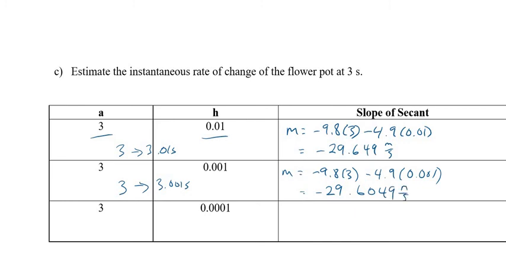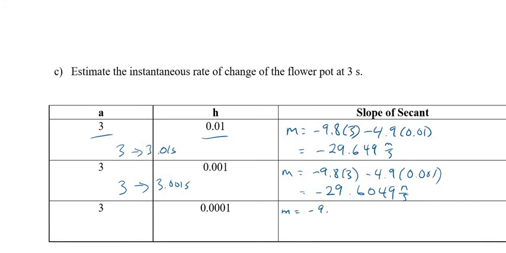I want you to compare. Look at the first row versus the second row. We have negative 29.649, and then we get negative 29.6049. So hopefully you notice that the 4 and the 9 shifted over by a digit. So it makes sense that it would probably shift over again, but let's confirm.